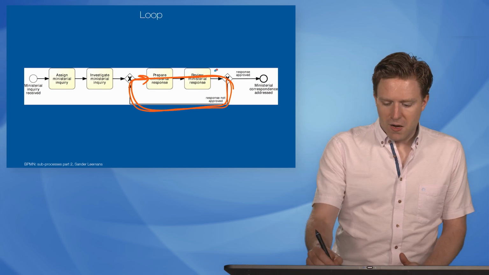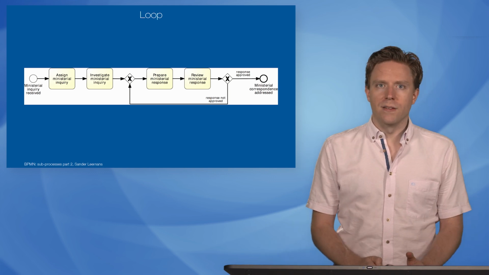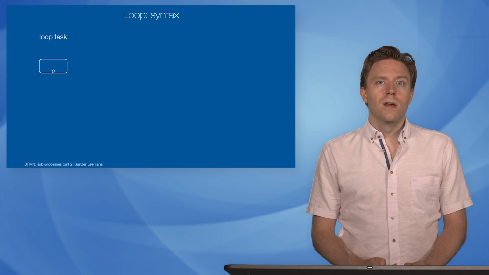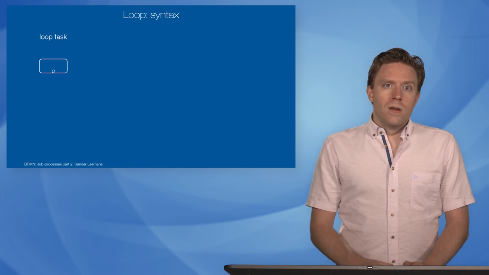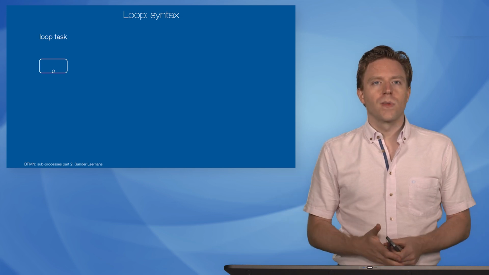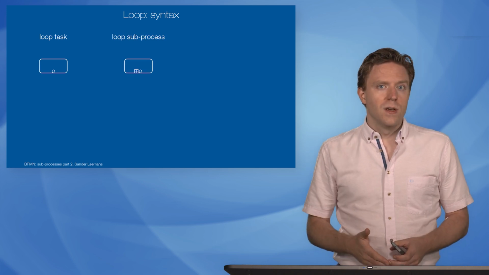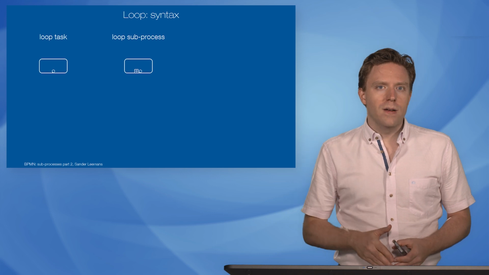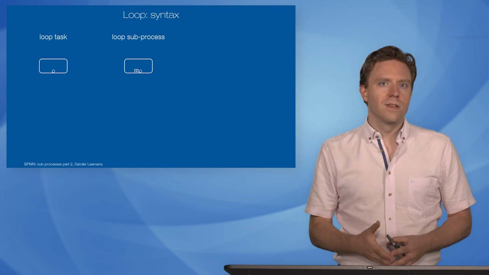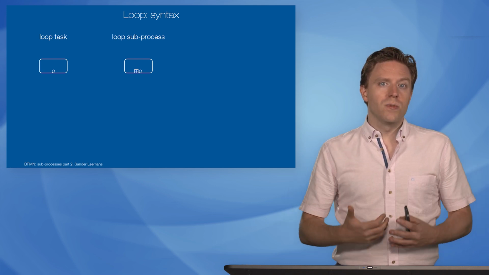Now, okay, this is possible, but can we make this a bit more elegant? We can, with the loop marker. This is what it looks like. There is a little loop icon in the bottom center of a loop task, and that means that that activity is repeated. The same for a loop subprocess. We put this loop marker next to the little plus for the subprocess, and this is a collapsed loop subprocess.